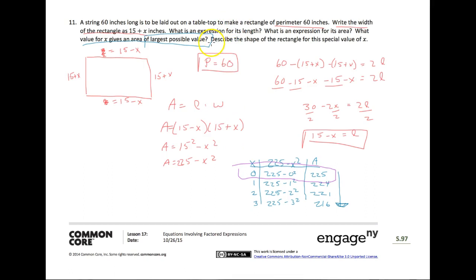And it says, describe the shape of the rectangle for this special value of x. Well, if x is 0, then the shape of our rectangle is 15 plus 0, 15 minus 0, 15 plus 0, and 15 minus 0. I hope you know what that shape is. Did you write square?